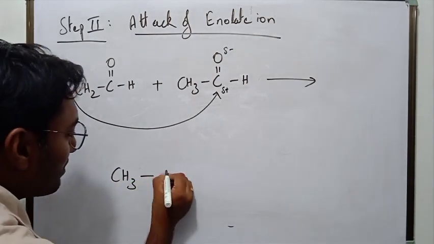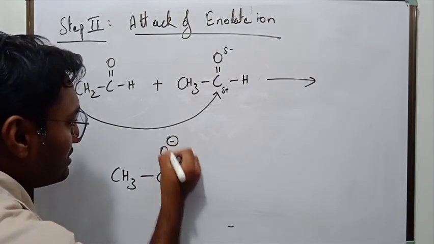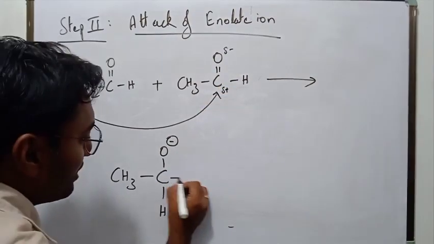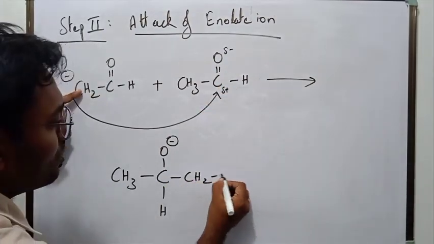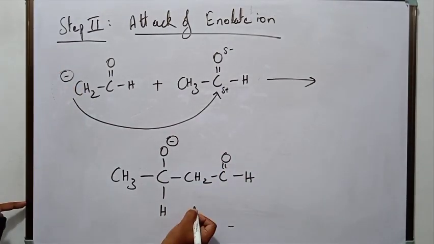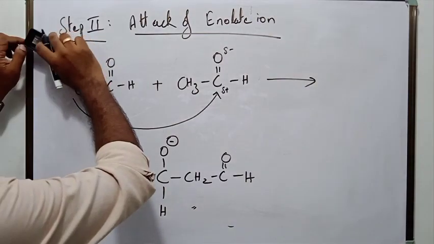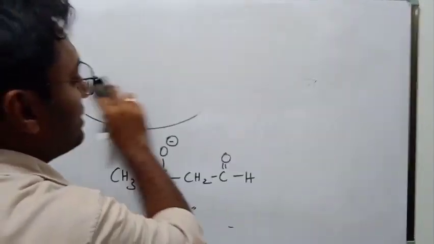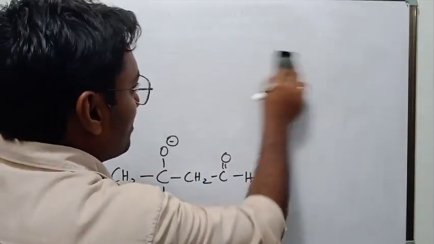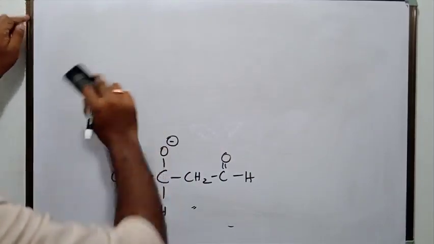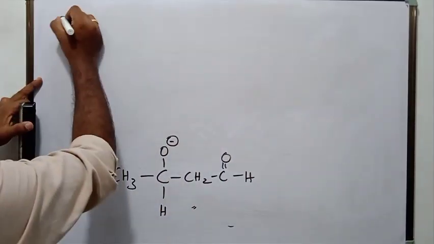CH3, C, O minus, H. Attach this carbon with the enolate: CH2, C double bond O, H. So that is what we got in step number 2. Now there is step 3. Step 3, pardon me, because in the mechanism, before I was mentioning that there are 2 steps. Pardon me, there are 3 steps.